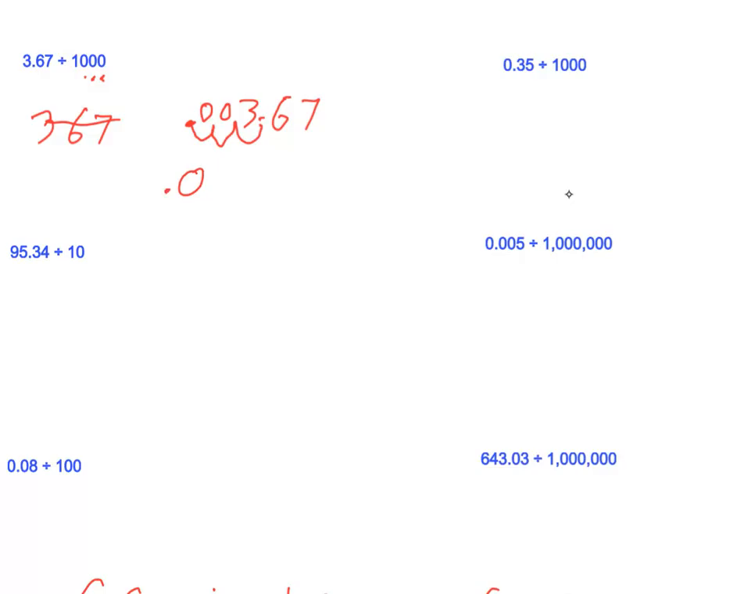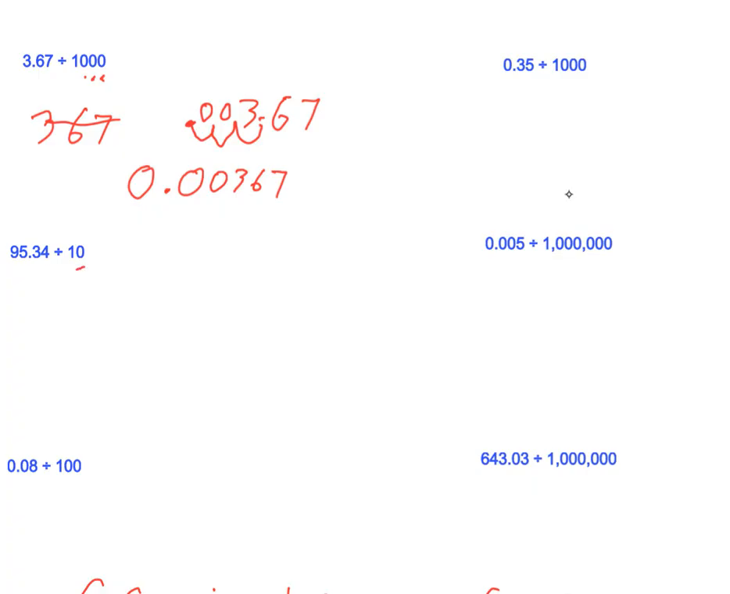So we would get 0.00367, but don't forget to put a 0 beforehand. You can say the words "nought point nought nought three six seven", but when you write it down, you should write 0.00367. Let's have a look at the next one.